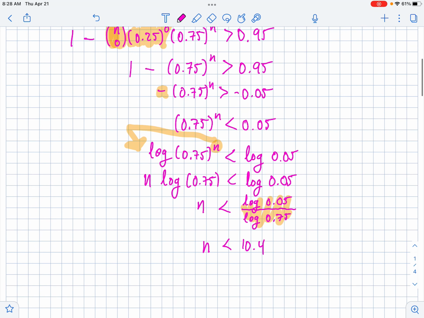At any rate, you can't really have 10.4, so they want to know when it gets above 0.95. So it would be the term right after 10.4. So at least 11 carnations must be pulled.